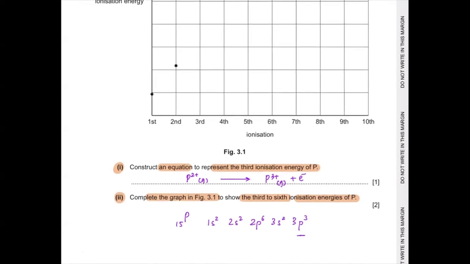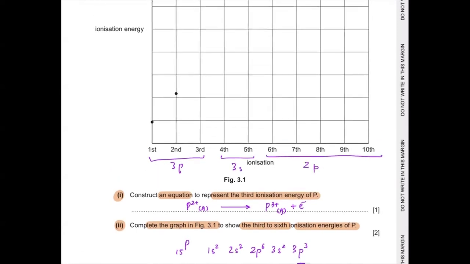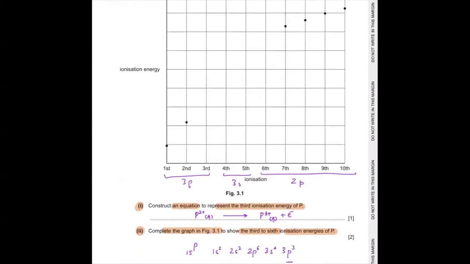So it means that these three electrons are removed from 3p. Then these two electrons are removed from 3s. Then these are removed from 2p, right? So the next electron is also going to have the same difference. Then the electrons are removed from 3s. And then the next electron is removed from 2p.